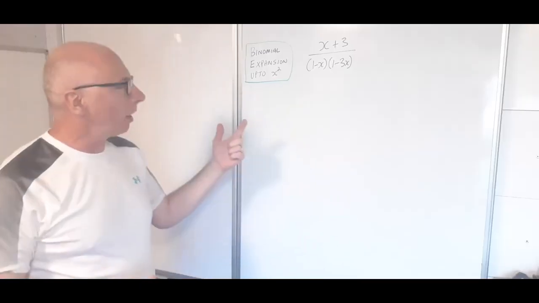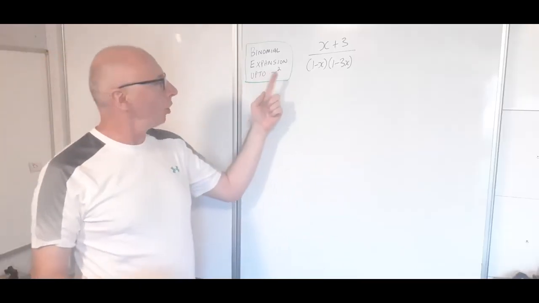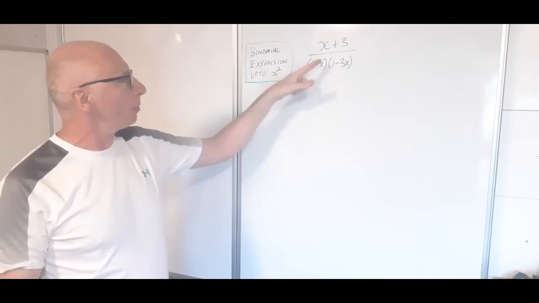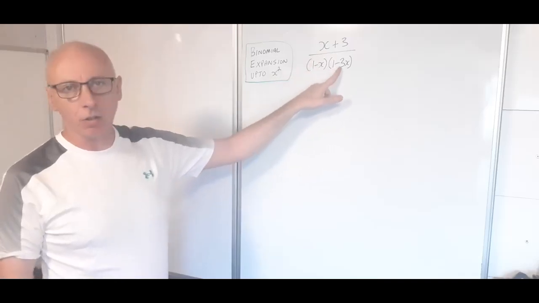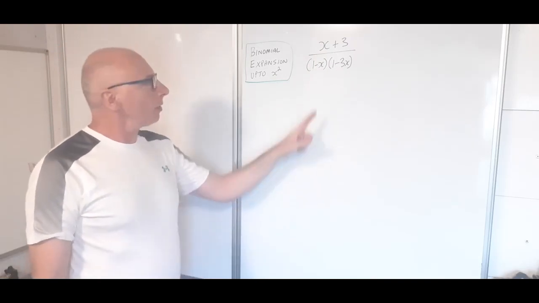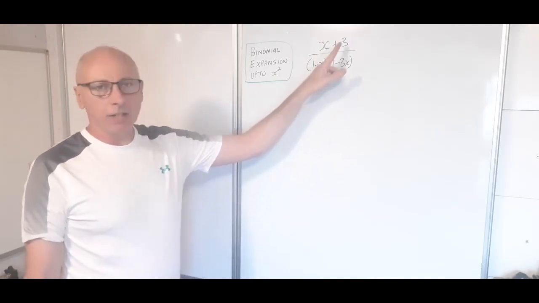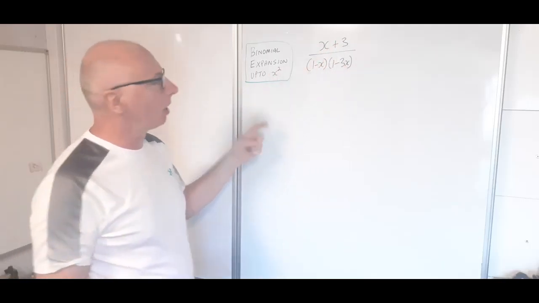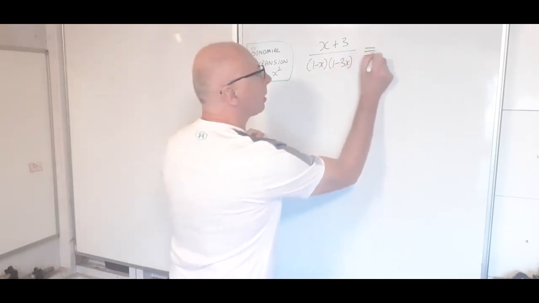So what we want to do here is do the binomial expansion up to the x squared term on this fraction here. So we've got x plus 3 divided by these two polynomials. Now, what we can do is rewrite this in terms of algebra that makes this binomial expansion a little bit easier. So let me show you what I mean.